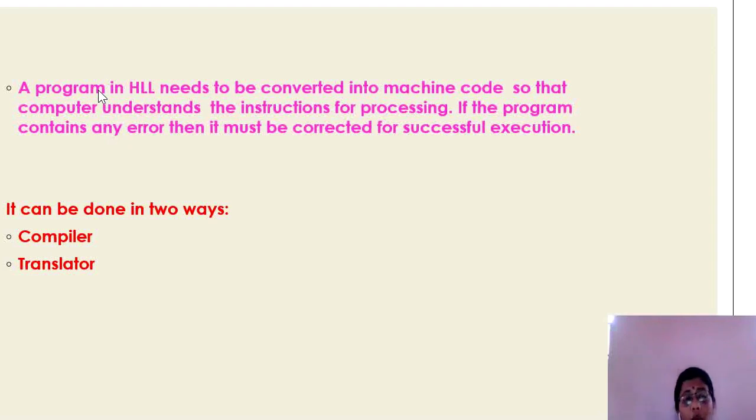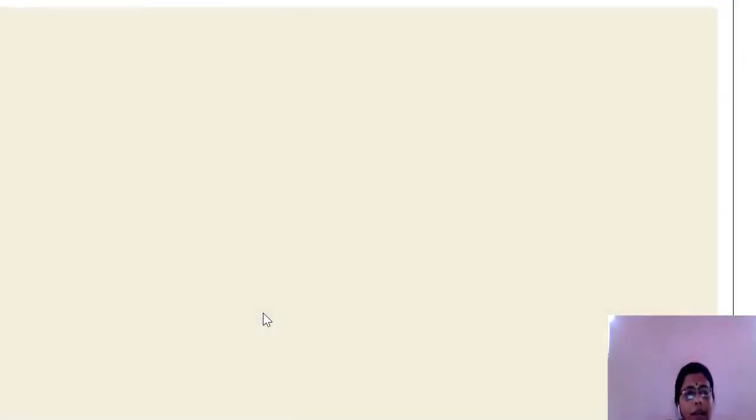Similarly, when you are writing in a computer language, an HLL, it has to be converted. It also has to be checked, and only then does the conversion happen. This error checking is also done by your compiler or your translator. Clear? It can be done in two ways: one is the compiler, the other is the interpreter.